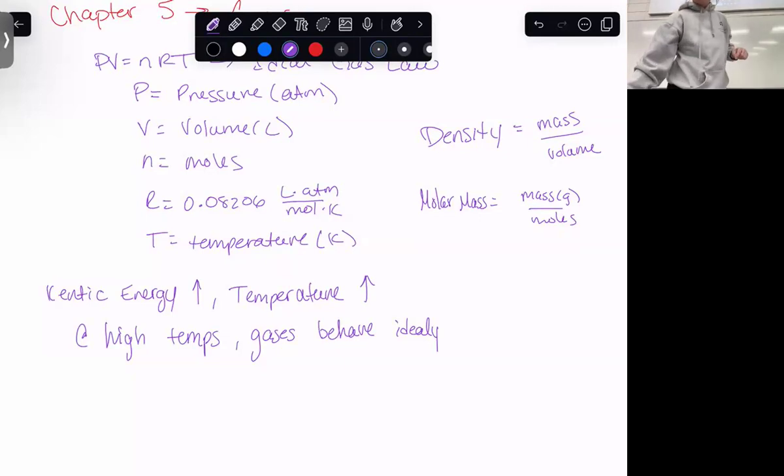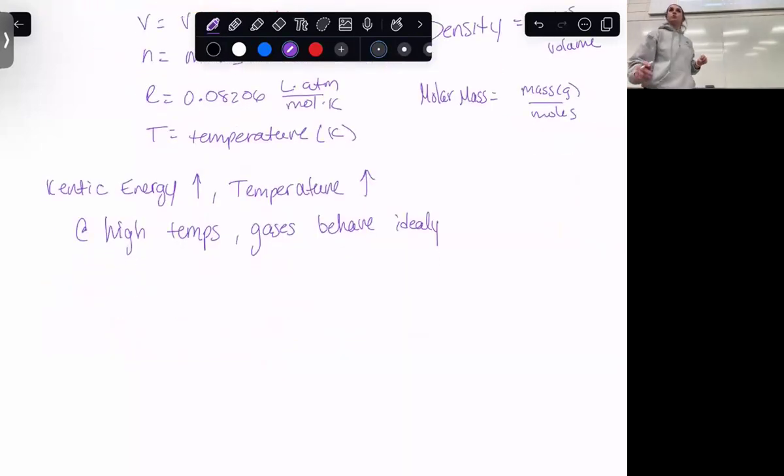What about pressures? Do we want high pressures or low pressures? We want low pressures. The lower the pressure, the more they're able to expand. And along that same line, do we want high volumes or low volumes? We want high volumes. They want to be able to take up a lot of space. This room is very good for ideal behavior because there's a lot of space involved.